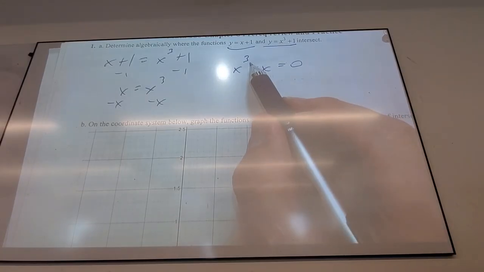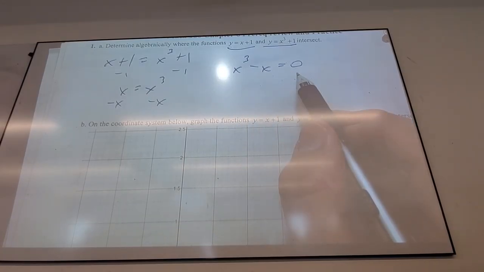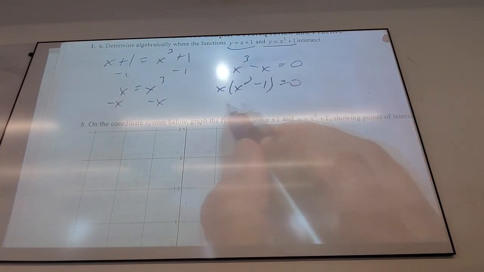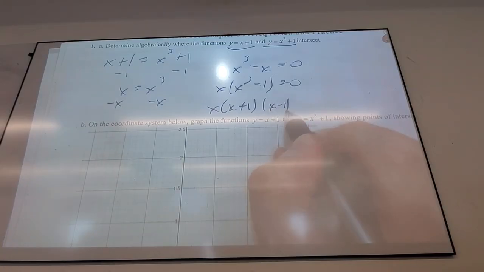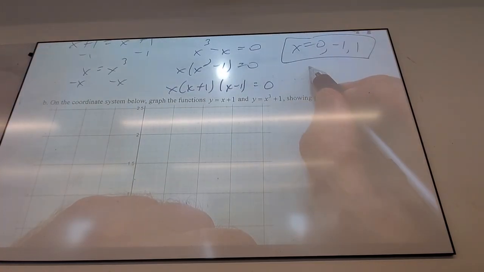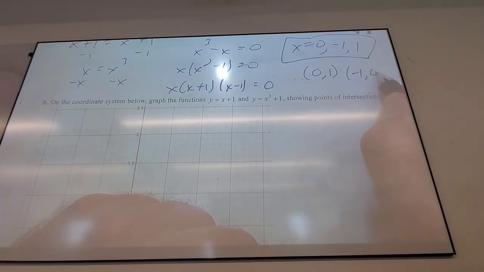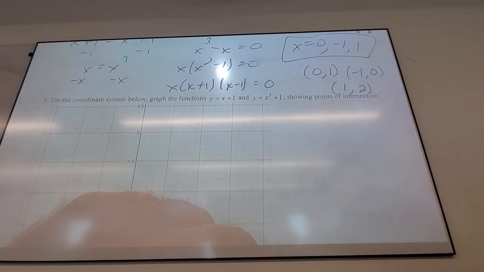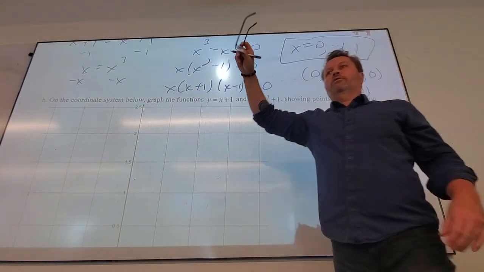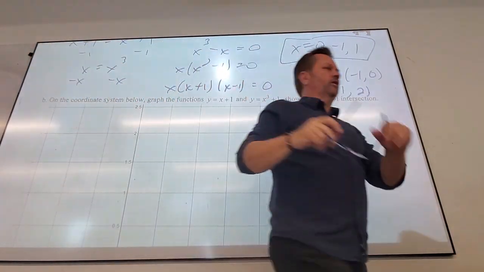You have a power other than 1 on your x, so you get everything on one side, get it equal to 0, and then factor. So I get 0, -1, and 1. So the points they intersect at are (0, 1), (-1, 0), and (1, 2). If I plot those 3 points, I've plotted 3 points that both functions go through. I've already laid some of the structure for both.